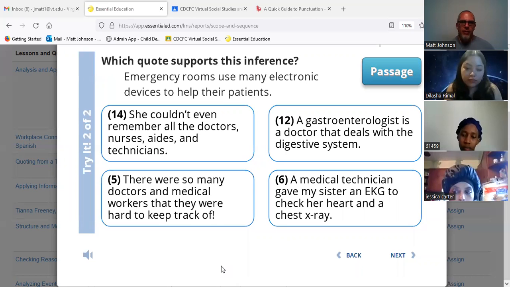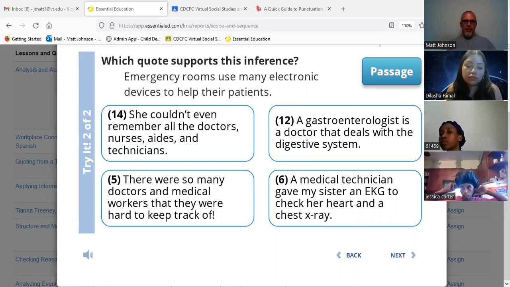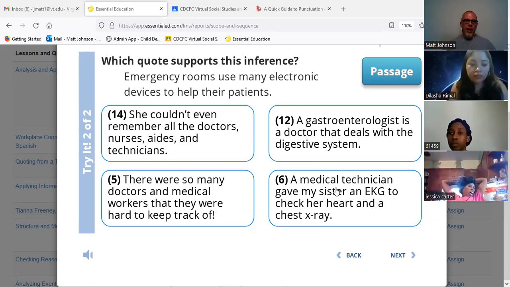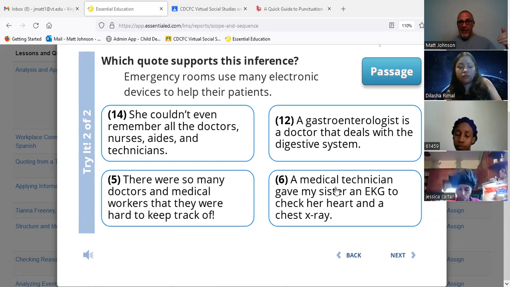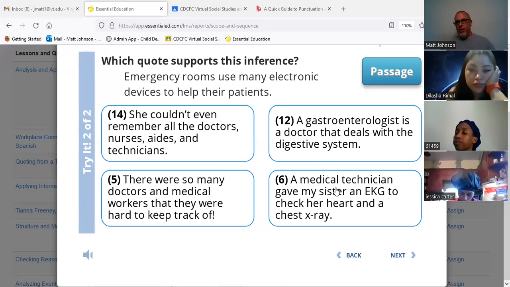What we got here? B. So it's going to be D. It's that last one there. So thinking about, right, she's talking about electronic devices. So medical technician, right, gave my sister an EKG to check her heart and a chest x-ray. So that directly, as far as inferences, speaks to the inference we're making. We're finding evidence to support that inference there. So the types of equipment that they're going to use.